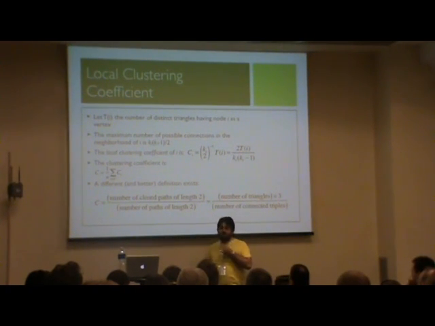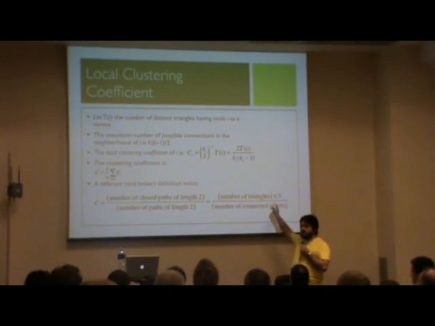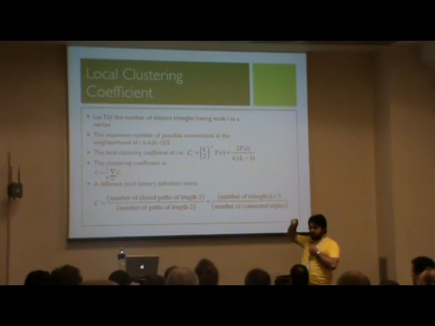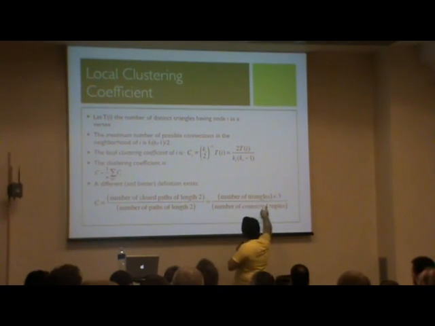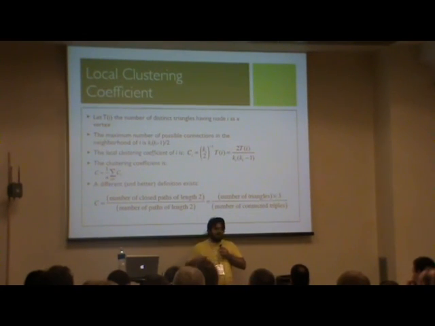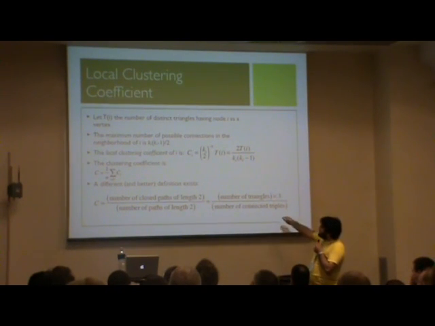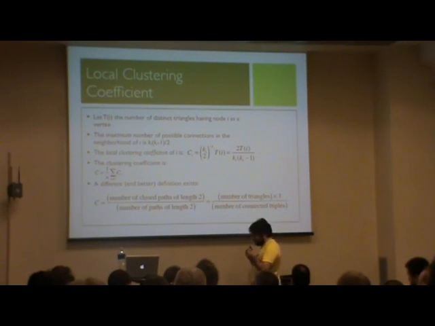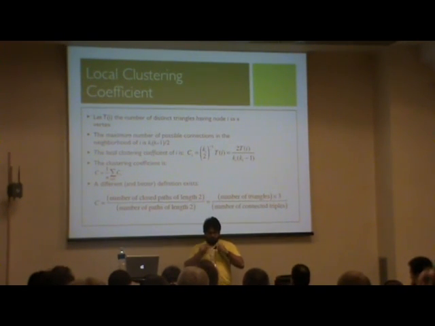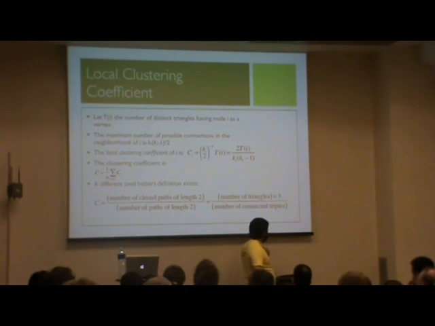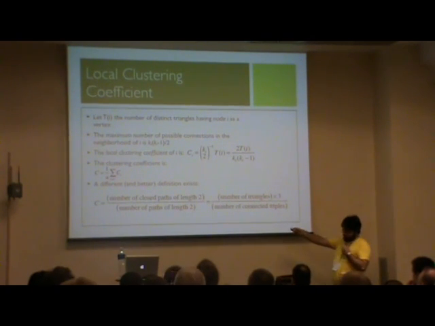Here you count the number of triangles. You see the network. A triangle is a set of 3 nodes where each node is connected with each other node in the set. Connected triples are just a set of 3 nodes where you have at least 2 edges. Of course, a triangle counts for 3 connected triples, because if this is a triangle, you have these 2, these 2, and these 2. So it counts for 3 connected triples, and you do the fraction.